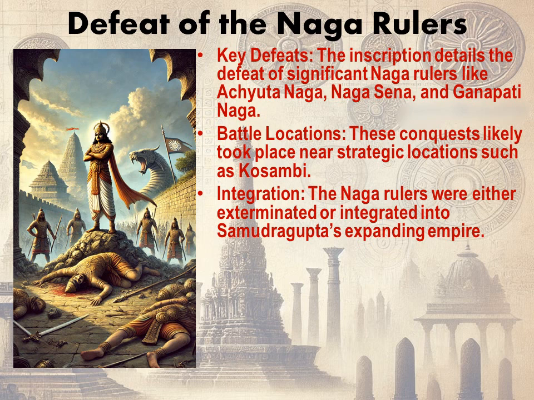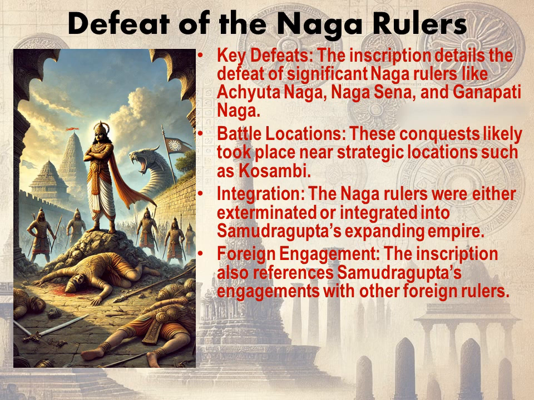The Naga rulers were either exterminated or integrated into Samudragupta's expanding empire. So, either they were killed, removed from their rule, or integrated into Samudragupta's expanding empire. The inscription also references Samudragupta's engagements with other foreign rulers.